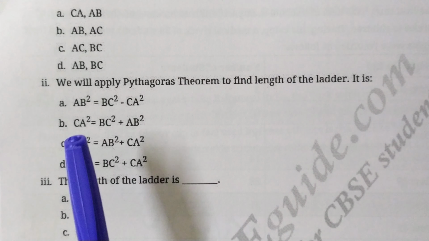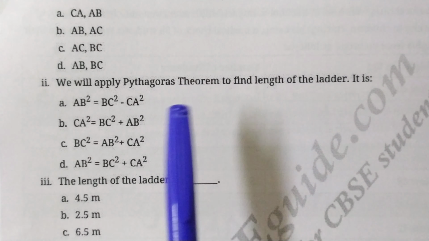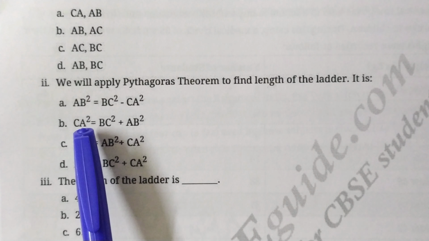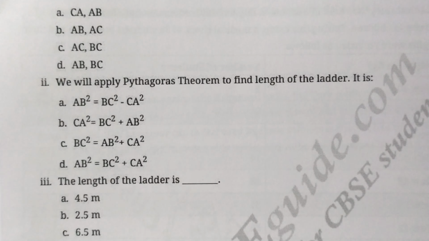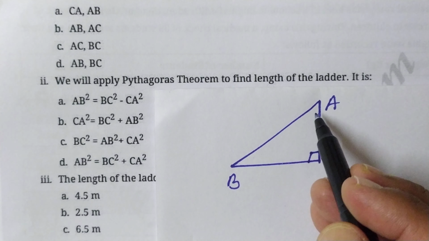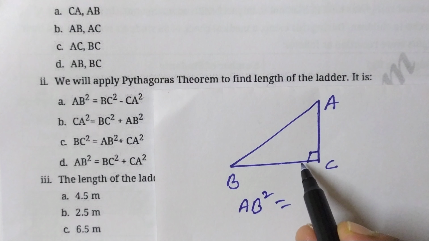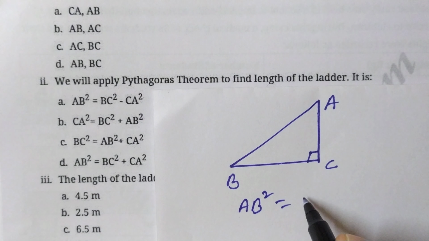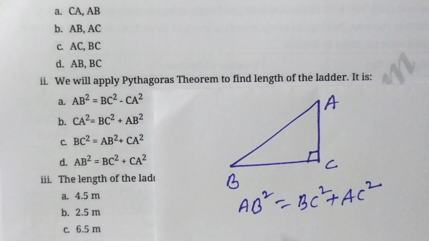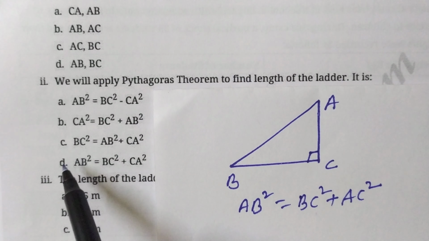Now the next question is, we will apply Pythagoras theorem to find length of the ladder. We have to see which option is right for Pythagoras theorem. Pythagoras theorem says that in a right angled triangle, square of hypotenuse, that is AB square, is equal to sum of the squares of the other two sides, that is BC square plus AC square. So let's check which is correct here. AB square is equal to BC square plus CA square. This D option is correct here.